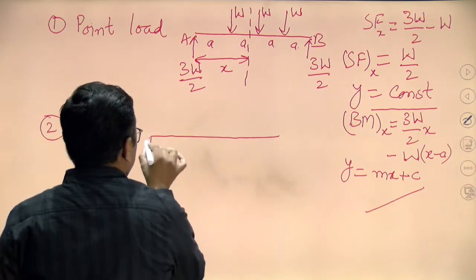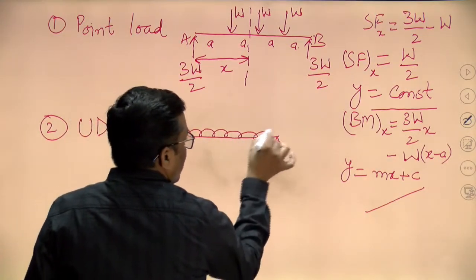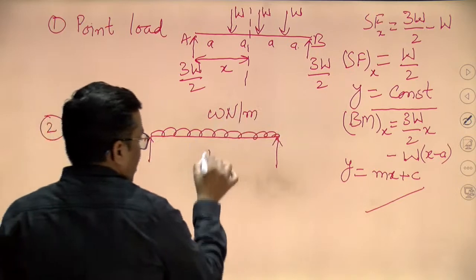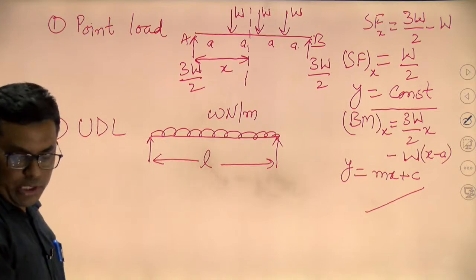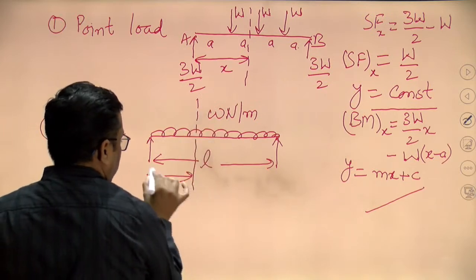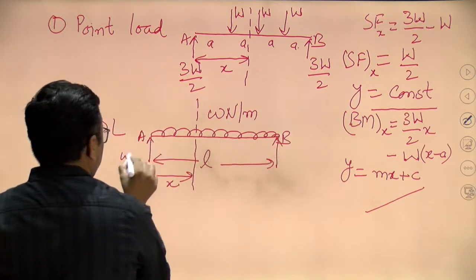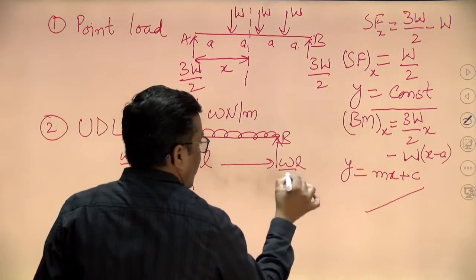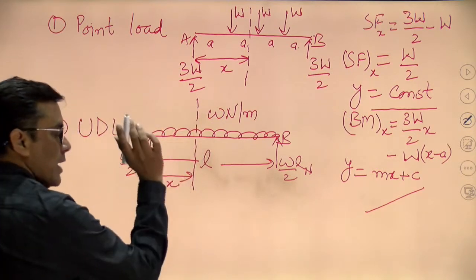I am considering a simply supported beam subjected to uniformly distributed load of W Newton per meter intensity for length L. ठीक है भाई, इतनी बात क्लियर है, इतनी बात में कोई दिक्कत नहीं है. At a distance x, this is point A, this is point B. So the support reaction will be WL by 2 Newton and WL by 2 Newton. Okay, let's start writing the equation.